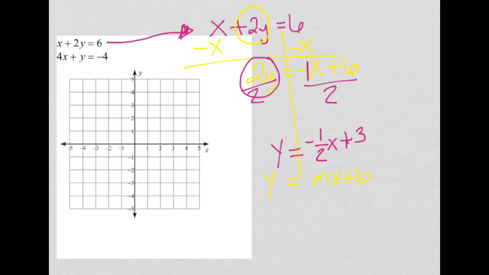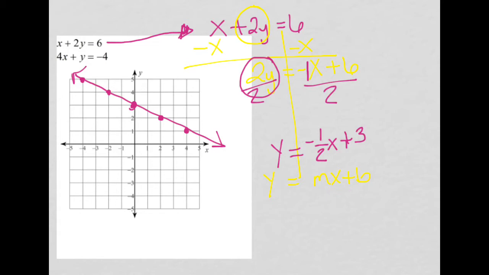So to draw my pink line, I'm going to start at 3. My slope is a negative 1/2, which means if I go negative 1, I have to go positive 2. If I go positive 1, I go negative 2. Positive 1, negative 2. Negative 1, positive 2. Like that. I'm going to connect. And I'm done.